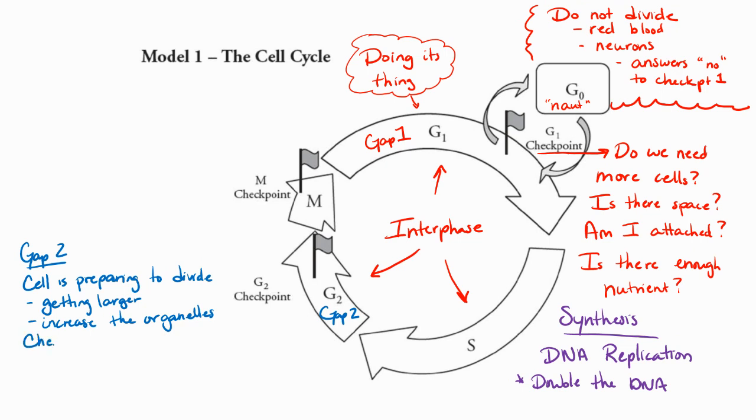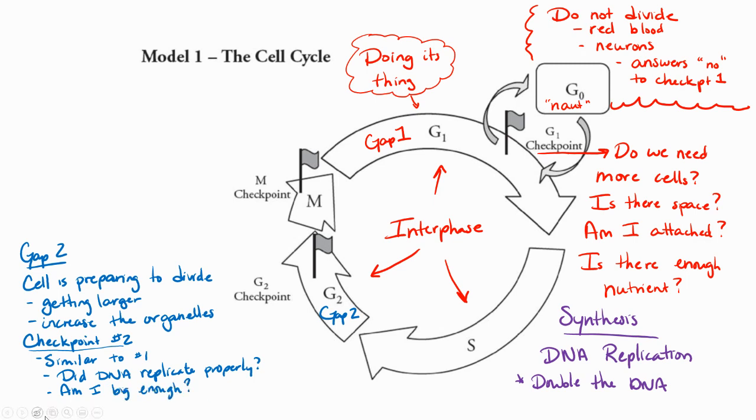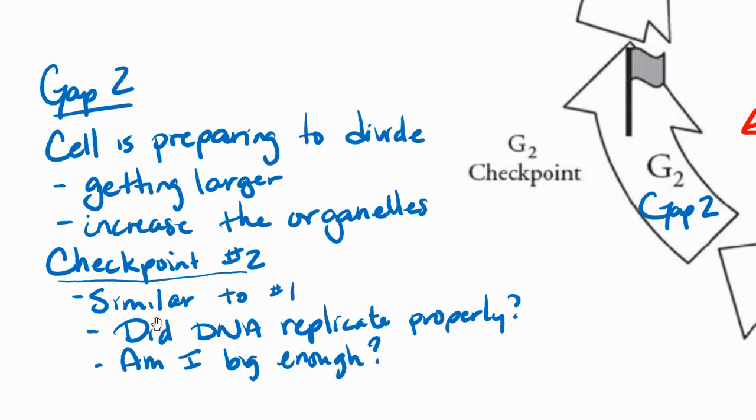So with our checkpoint, checkpoint number two, it's very similar to checkpoint one. Same questions, but also: did DNA replicate properly? Or were there some big fundamental errors? Am I big enough? If it's a little small, scrawny cell, it's really not in its best interest to divide.